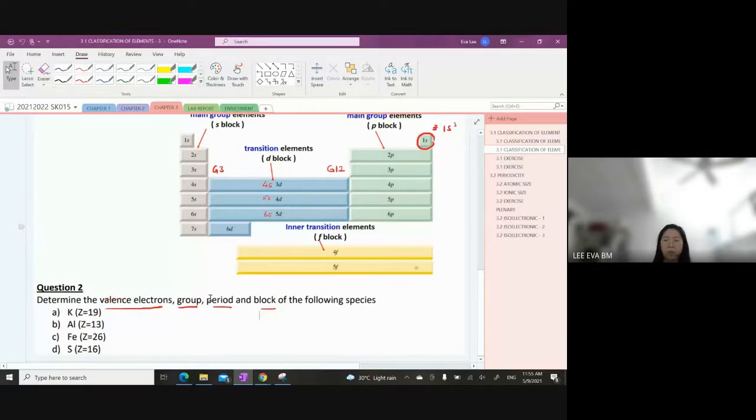Okay, so while we are waiting for your friends, any questions you would like to ask about 3.1? We have already finished 3.1. 3.1 is very short. We just want to identify the period, block and also the group. But of course, it incorporates the previous knowledge from your chapter 2.